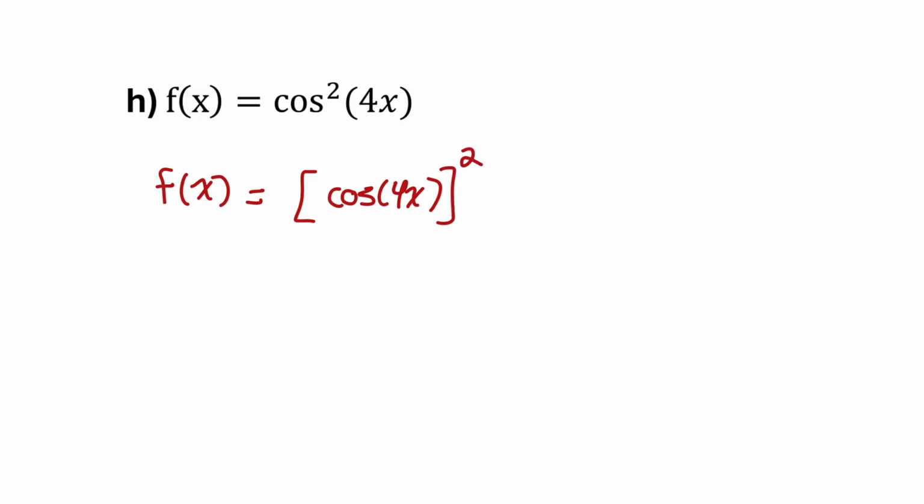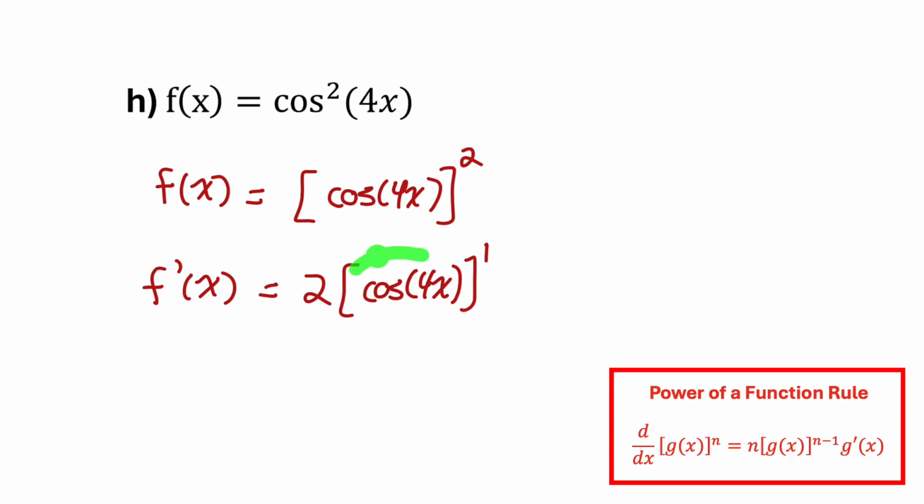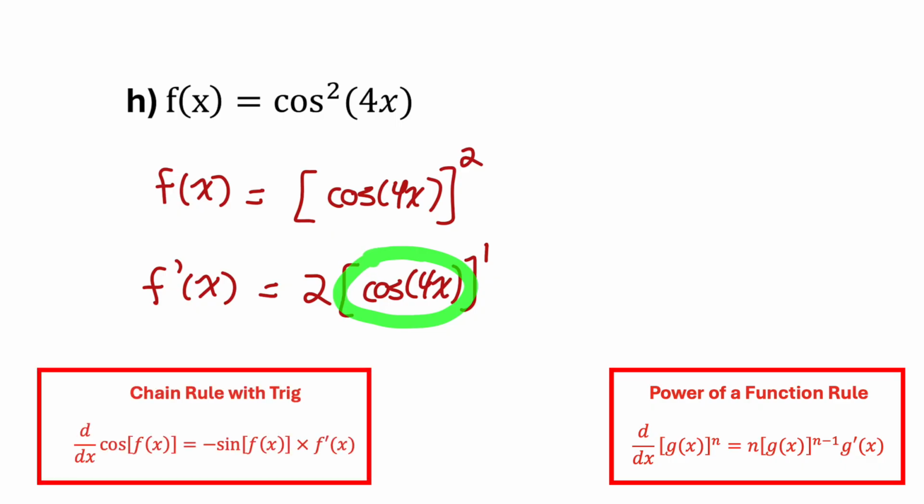So we can use the power of a function rule, right? We have an exponent on top of a function of x. So the power of a function rule, which is a version of chain rule, says that we take the exponent, write it as the coefficient. I'll keep the base of the power, keep cos of 4x exactly the same, reduce the exponent by 1, but then I have to multiply by the derivative of the base of the power. And when I do that, I will also need chain rule, because the argument of that trig function is not just x, it's a 4x.